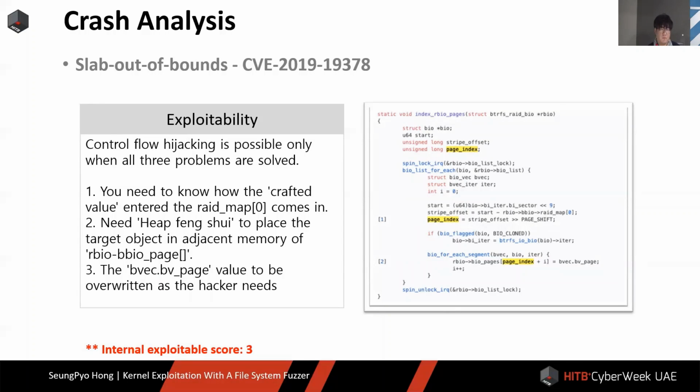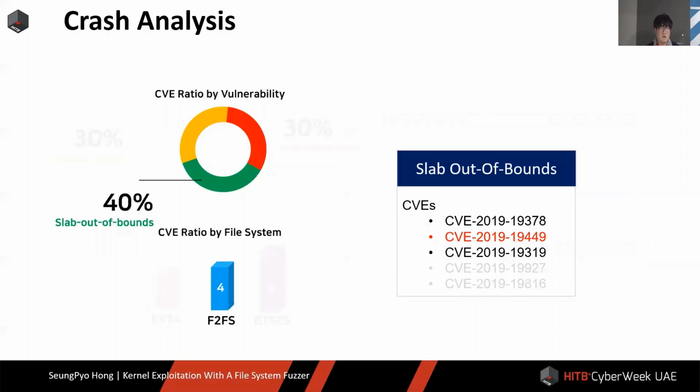We thought there were many problems to overcome, so we gave it 3 points internally. Next is the 19449 vulnerability.